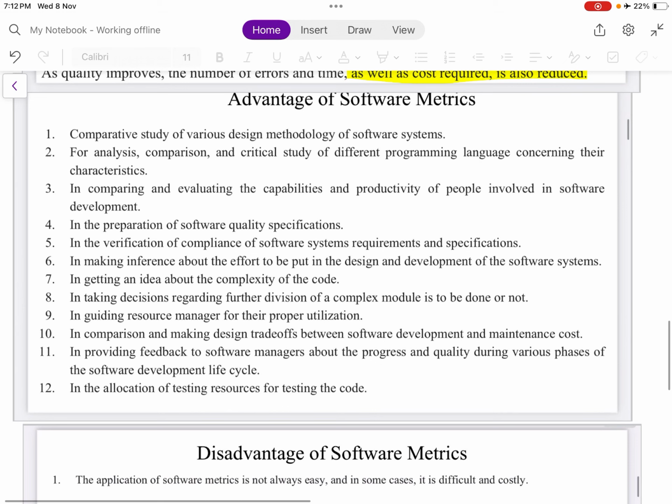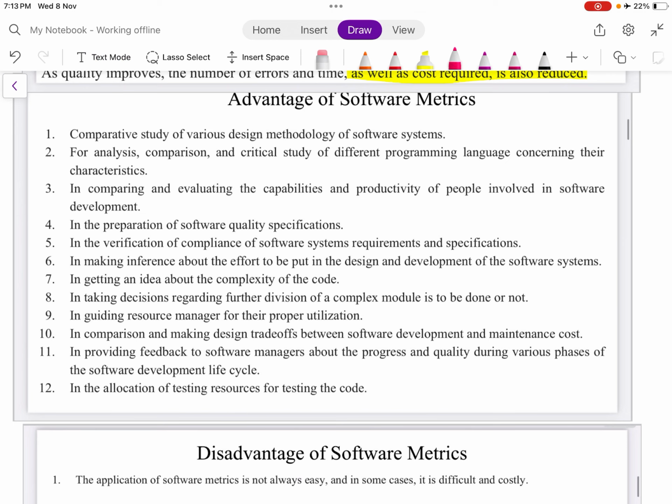Next is advantages of software metrics. Comparative study of various design methodologies of software systems, for analysis, comparison and critical study of different programming languages concerning their characteristics. In comparing and evaluating the capabilities and productivity of people involved in software development. Then it is used in the preparation of software quality specifications. How should be the quality of the software? That is the software quality specifications, the quality of the software.